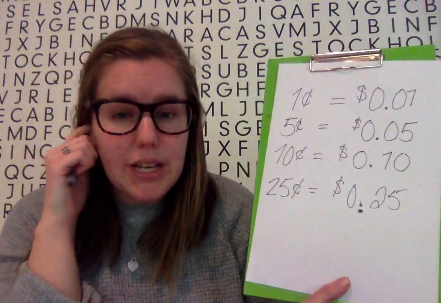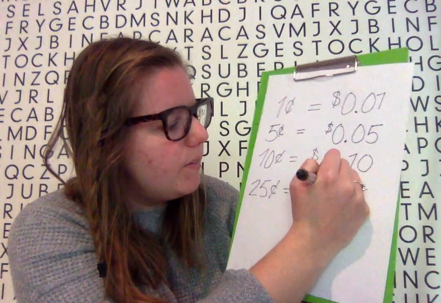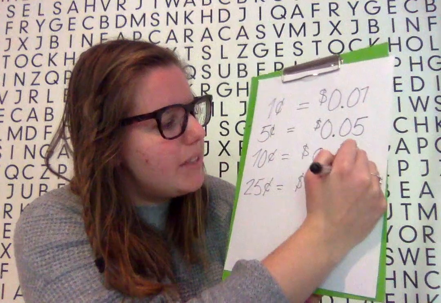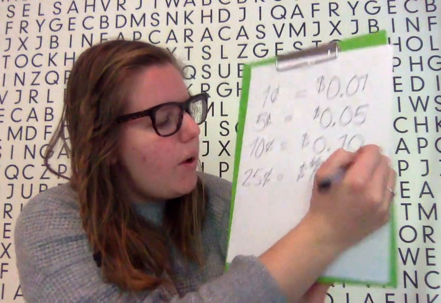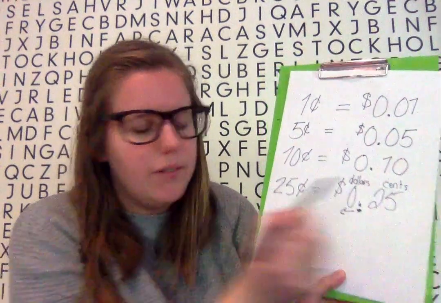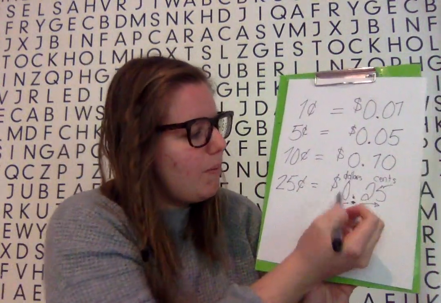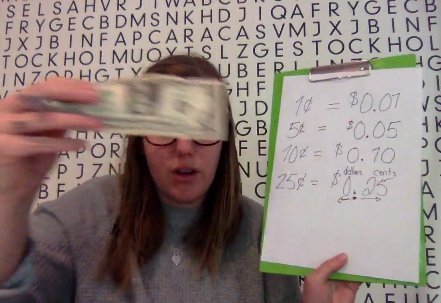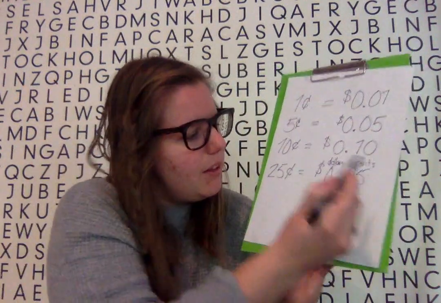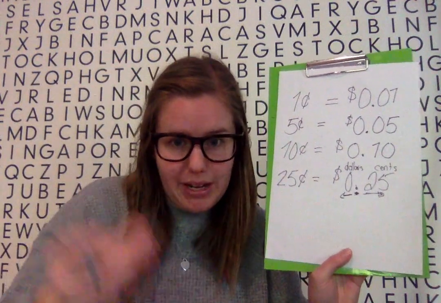So this is called a decimal point. This decimal point is really important because it separates dollars from cents. So anything to this side of the decimal is a dollar. Anything to this side is a cent. So remember, this way we have a dollar. This way we have the cents, the coin money.